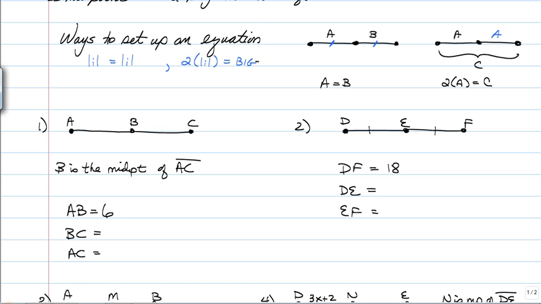So let's look at the first example. It says B is the midpoint of AC. We know that AB is 6 units long. So since B is a midpoint, we could answer the rest of this just by saying, well, if this little piece is 6, then this little piece is 6, and 6 plus 6 is 12. So BC is 6, and AC is 12.